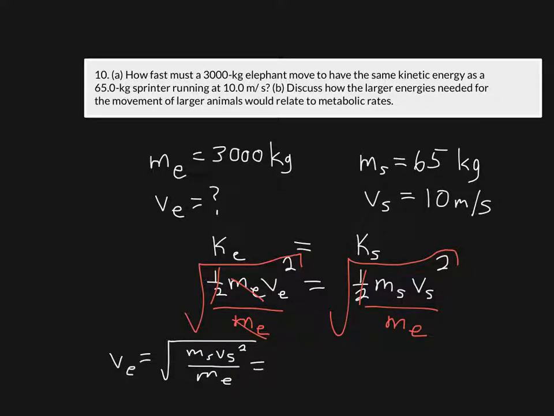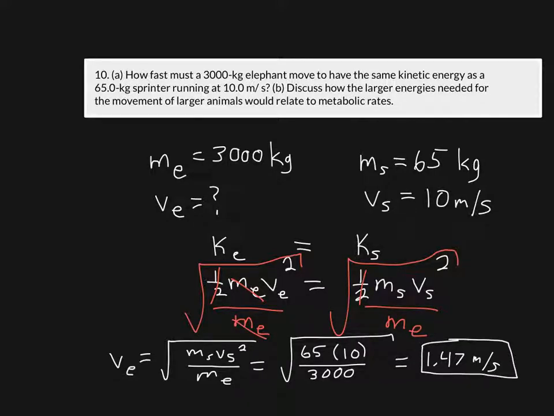And now I can just plug and chug my numbers in. The mass of my sprinter is 65 kilograms times the velocity of the sprinter, which was given as 10 meters per second, squared, and we divide by the mass of the elephant, which is 3,000 kilograms. I take the square root of all these numbers, and I get my final answer: the velocity of the elephant is 1.47 meters per second. So that's part A.